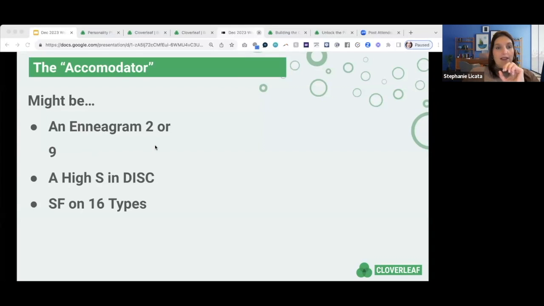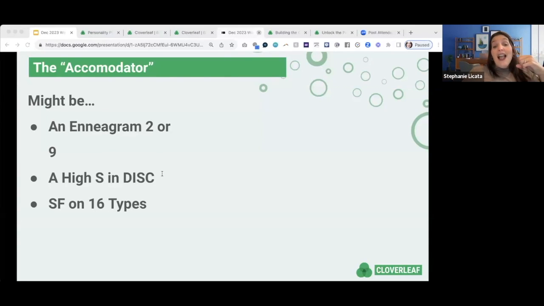Now, they also might be a high S and also F on 16 types. The S and the F are aware of their environment. They see details, but the details are more related to the relational energy as opposed to data. So they see the dynamics between people that are happening. They would address the factors that they can control and take care of. If they don't feel like they can control something, they're not going to want to dip their toe into that water. They may even prefer to lay low, or stay off the radar in an attempt to minimize pain or discomfort.